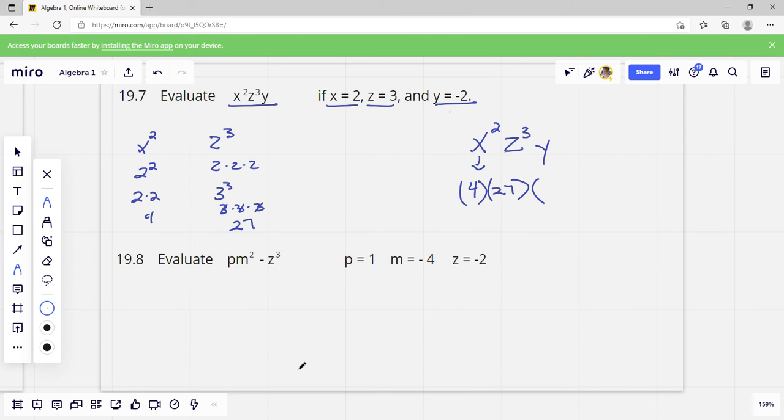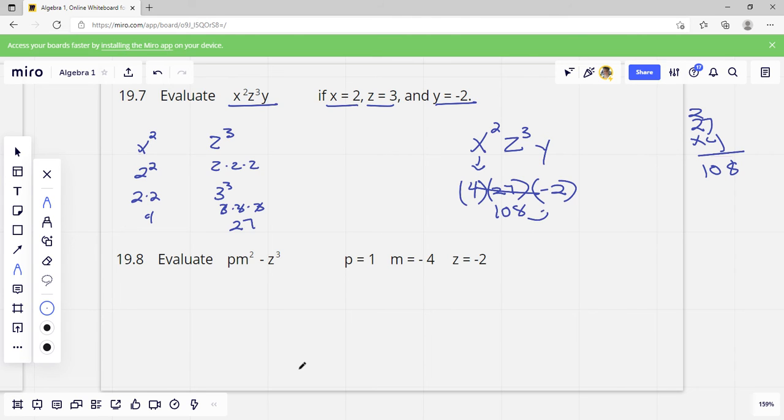And then our last one will be y, which is negative 2. And it's not raised to a power, so we're just going to write negative 2. Now we just have to multiply these together. So 4 times 27. 4 times 7 is 28. 4 times 2 is 8, 9, 10, 108. Right there.